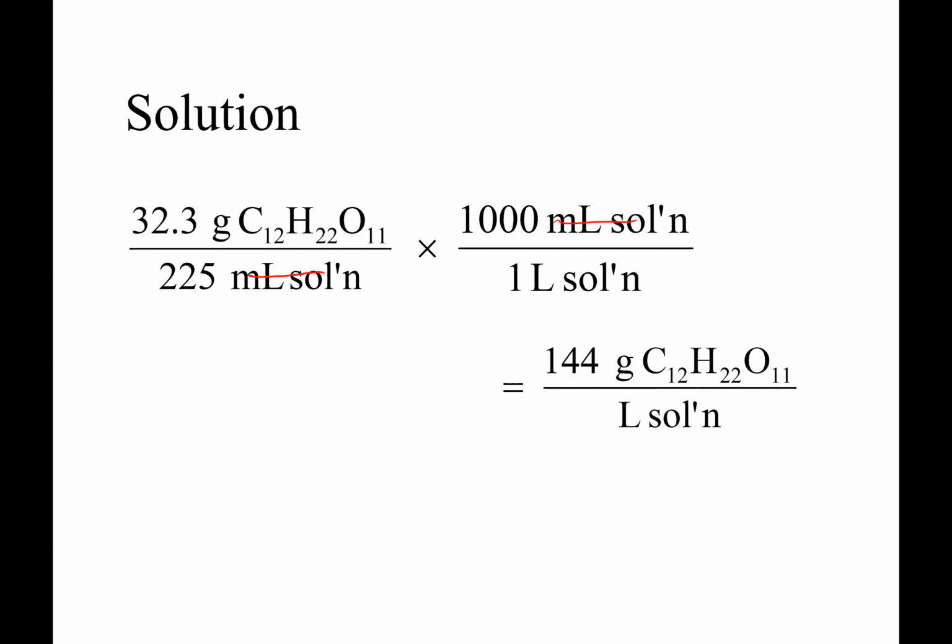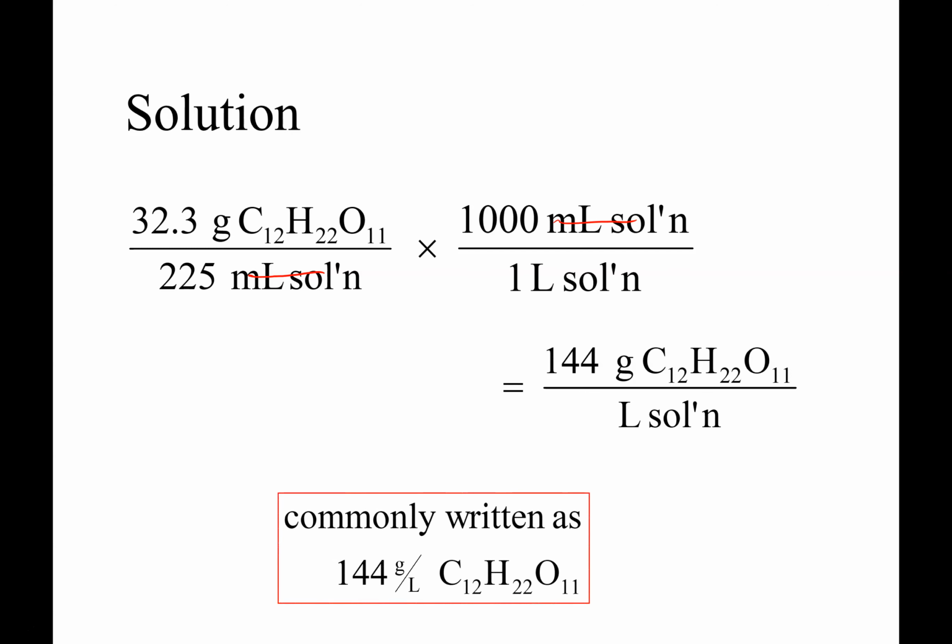How many sig figs? 3. Okay. So I would probably write it like this one that has a box around it, 144 G/L, grams per liter, and then I would go ahead and say what my solute was, C12H22O11. Okay?